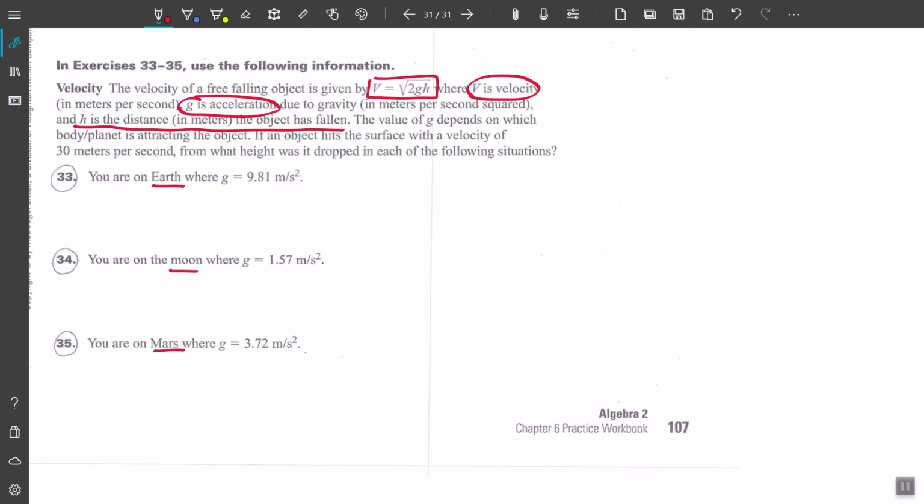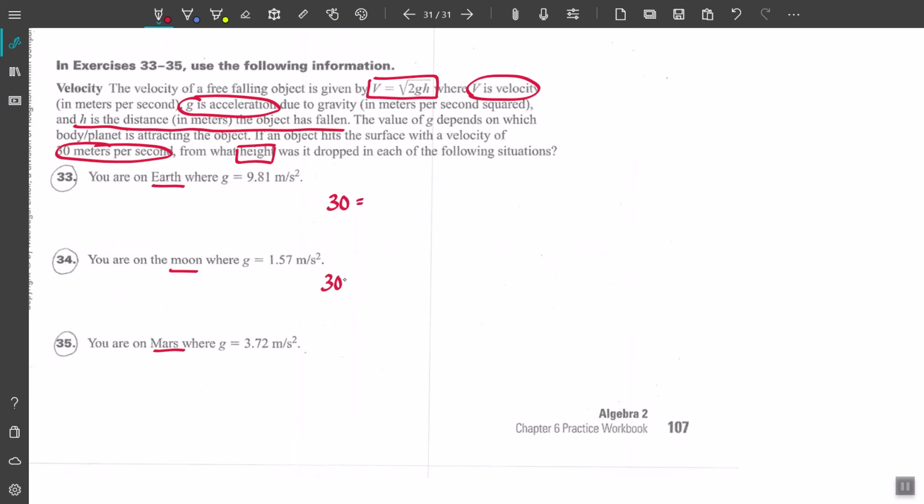So what they want us to solve for is, they say the value of g depends on which body or planet is attracting the object, which is what I just explained. If an object hits the surface with a velocity of 30 meters per second, so when it hits, that is the speed that it was traveling, from what height was it dropped? So they want to know h, and that's going to be based on the velocity it was traveling when it hit, which is going to be consistent for all three of these problems. So 30 is the velocity for all of them.